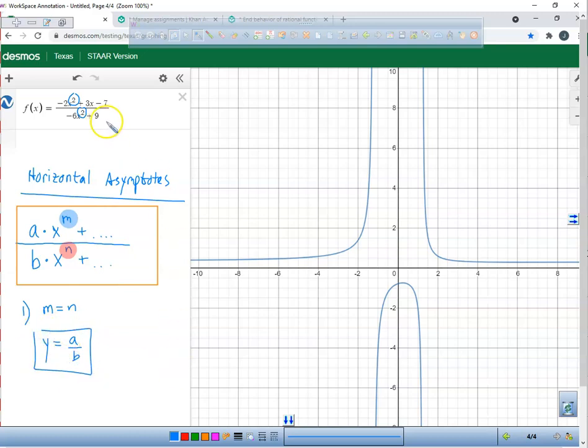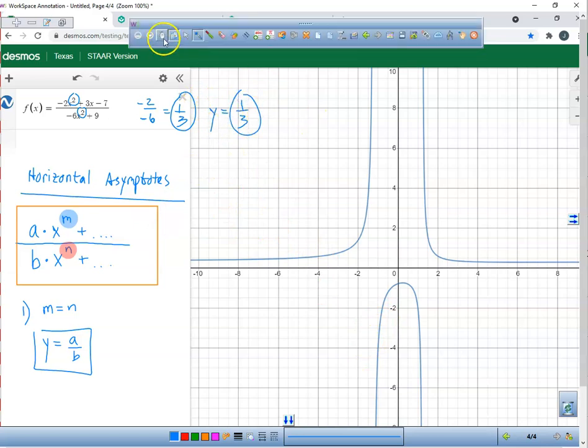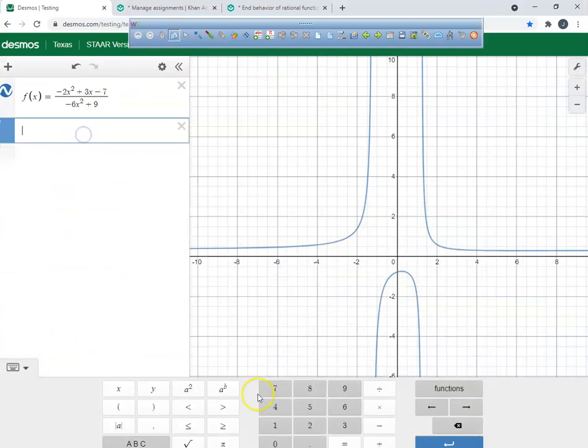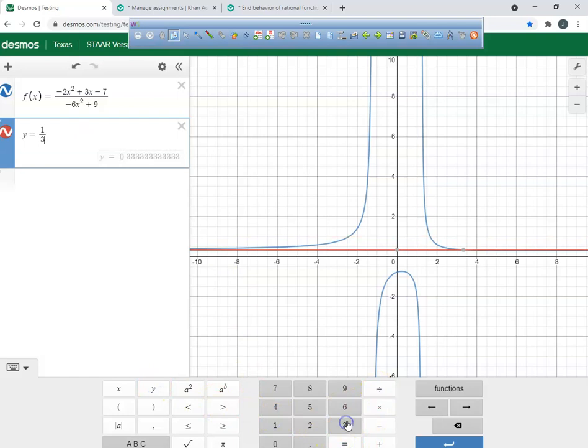So let's apply it to this rule. What's our a value? Negative 2. What's our b value? Negative 6. That reduces to 1/3. So I'm going to put this on the paper. I have a horizontal asymptote at y equals 1/3. I'll type that in real quick: y equals 1 divided by 3.